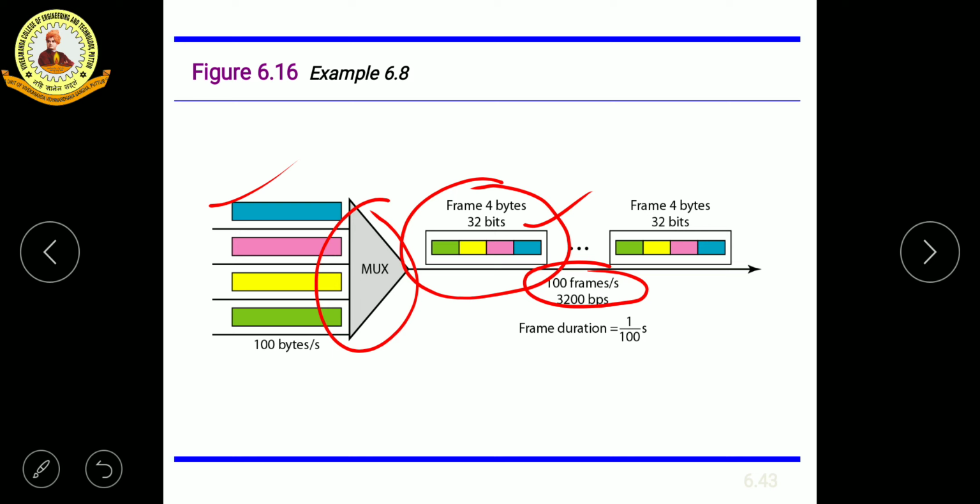So 100 bytes this is sending, 100 bytes this is sending, 100 bytes this is sending, 100 bytes this is sending. So how many bytes do they send in a second? They send 400 bytes in a second. Okay, so how many frames will be developed in 1 second? That is the question asked.